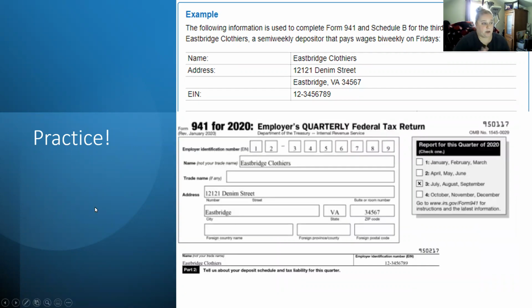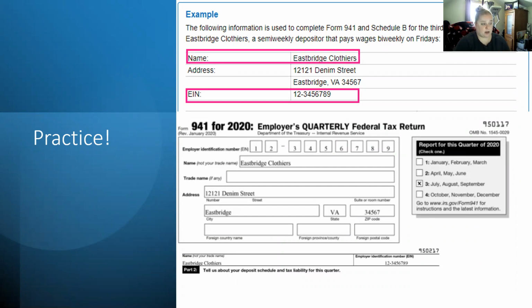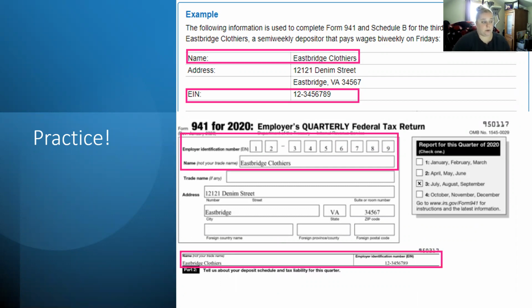So if I take the information a piece at a time, the first pieces of information they gave us were the name, address, and EIN of the company. To put those on the 941, we're going to take the name and the EIN and put those in the appropriate places on the 941. At the bottom, I did include that the very top of each page has to have the employee name as well as the EIN on each page. I have been a culprit of forgetting to put that on there.